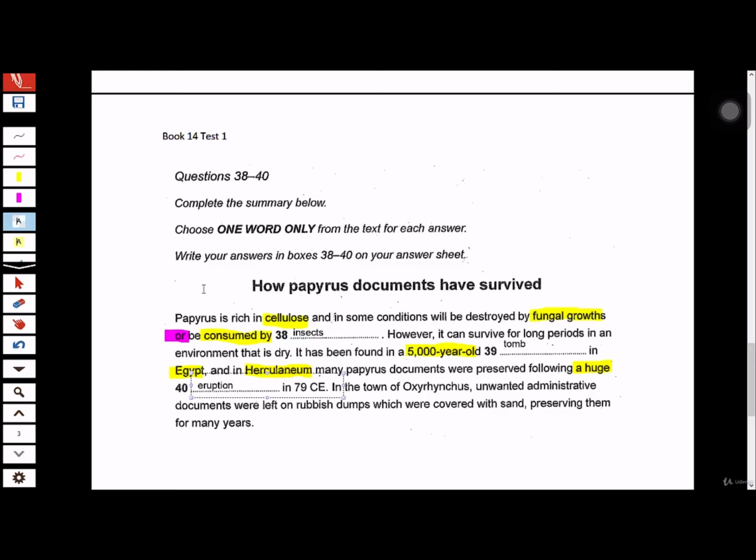All right, and that will do it. That's how we apply the summary strategy to an actual passage. And the answers are insects, tomb, and eruption.